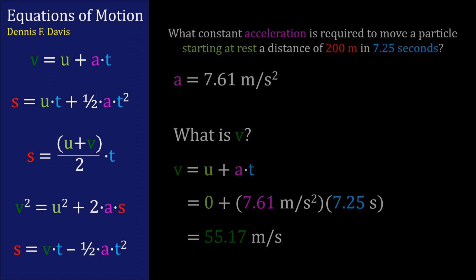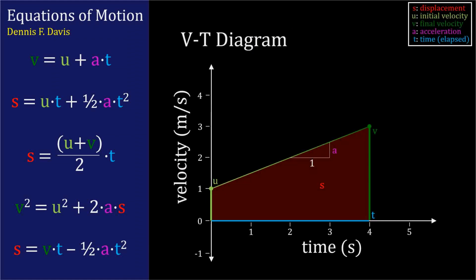The analysis of motion in a straight line under constant acceleration is a fundamental building block to more advanced physics and engineering. The equations of motion are all born from the VT diagram, and now I hope you have a greater understanding of it and appreciation for it.